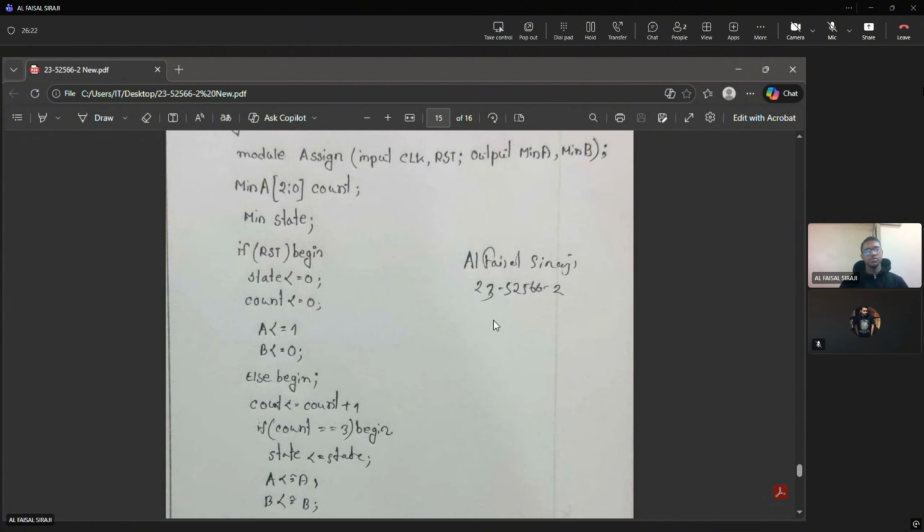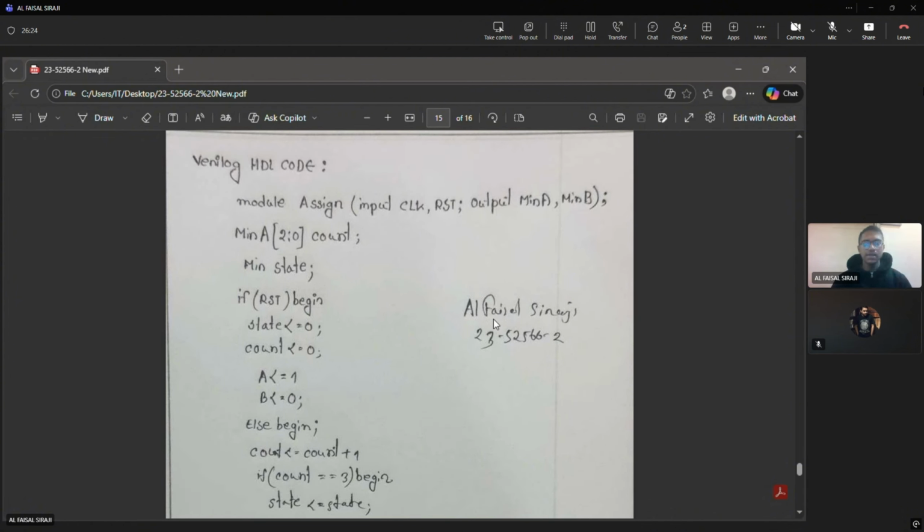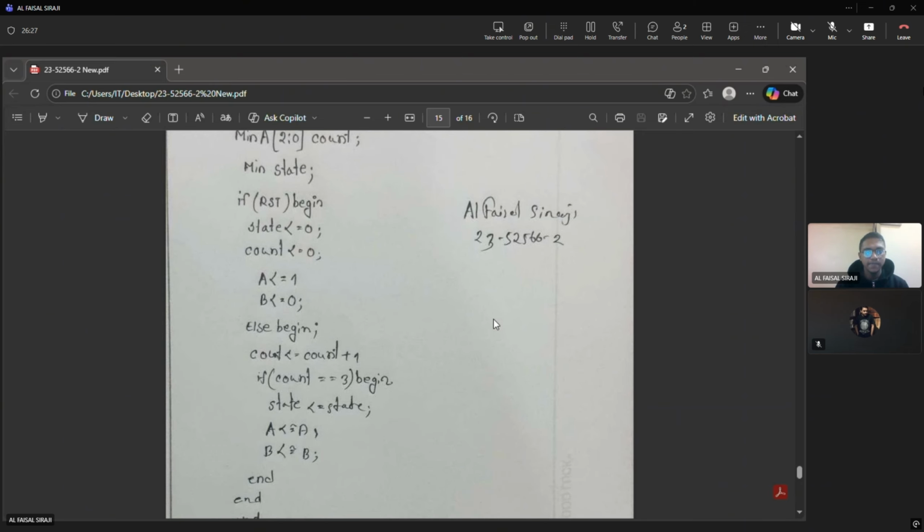This is the Verilog HDL code for the digital parking system.